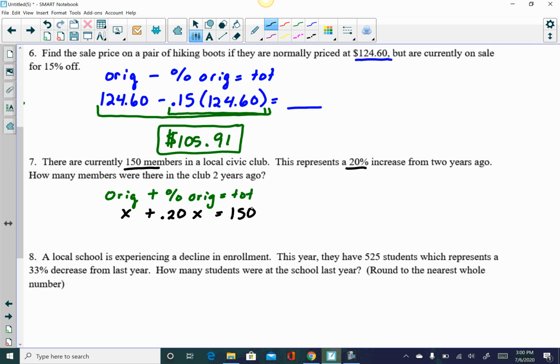All right. Sitting in front of this x here is an imaginary 1. So you have 1 plus 0.20, and that will put you at 1.20x equals 150. And then to get x all by itself, divide by 1.20. Cancels out. 150 divided by 1.20 should put you at 125 members.